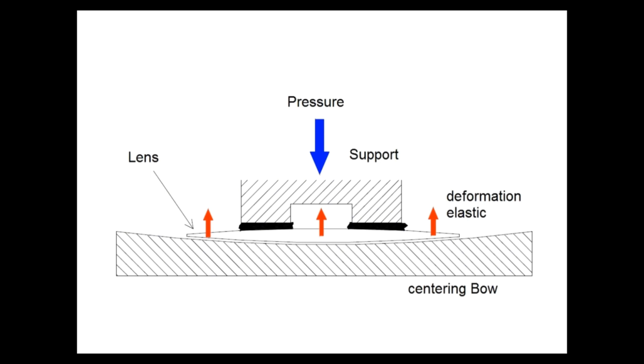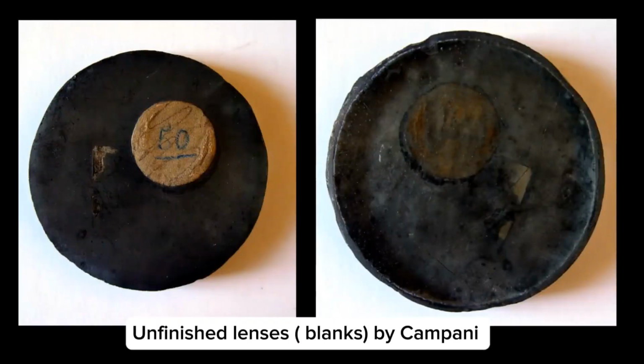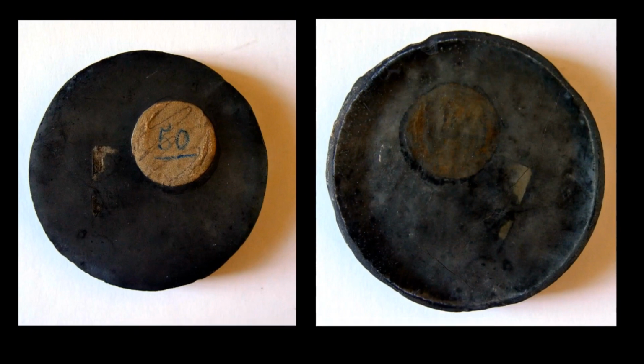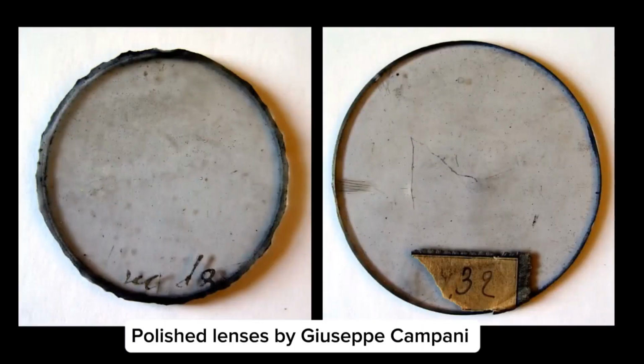Now we're going to examine some lenses made by Giuseppe Campani. These are the actual blanks cut out from the actual piece of glass. Look how dark they are before grinding. And now we're going to the grinding stage. Look how transparent the glass is. You can actually see the curvature of the lens, the actual convex shape. And now to the final stage, the actual lenses. You can see now the difference between the plate glass and the newly polished lenses. This is quite impressive progress.